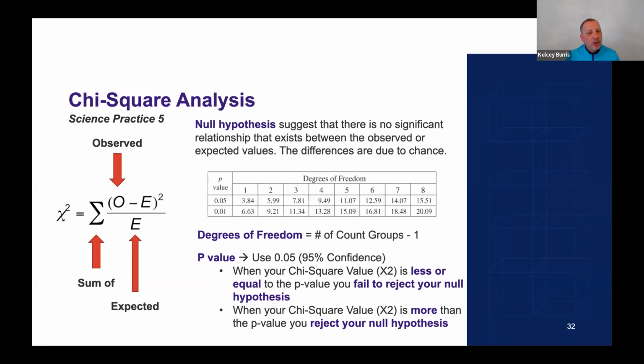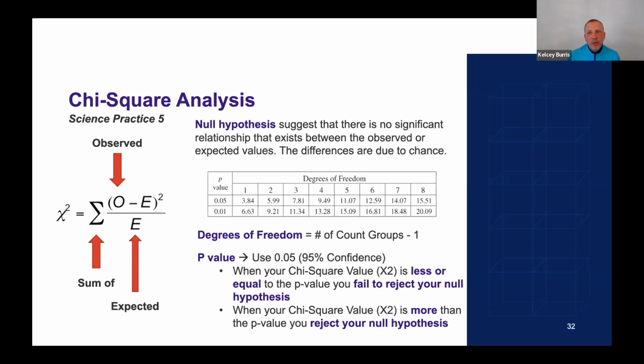So when your chi-square value, which is x squared, is less than or equal to the p-value, you fail to reject your null hypothesis, which basically means that any differences between your data points is just due to chance alone. When your chi-square value is more than the p-value, you reject your null hypothesis. So there's a reason that your data is different.